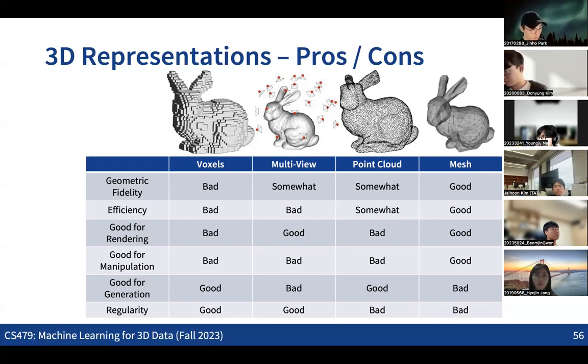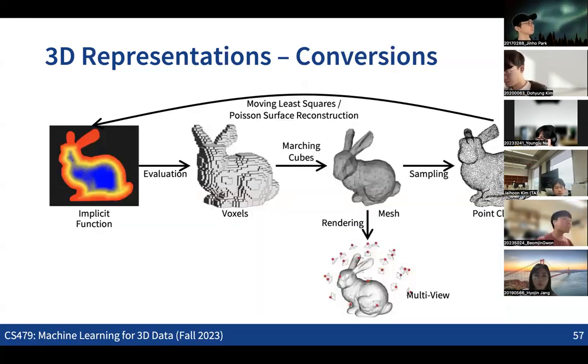So we discussed voxels, multi-view representations, the point cloud, and meshes. And also in the beginning, we discussed different ways to convert one representation to another. Depending on the input representation of the data that you have, you can do this kind of conversion, taking meshes or the implicit function, whatever we want to see.